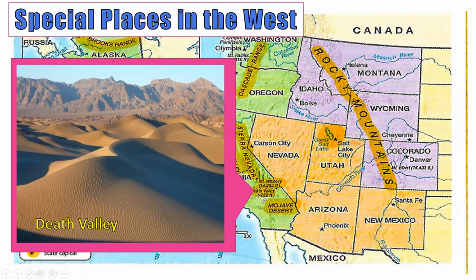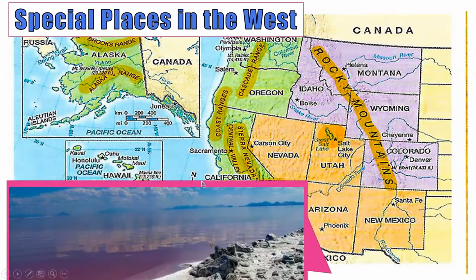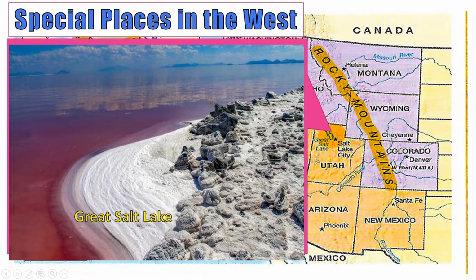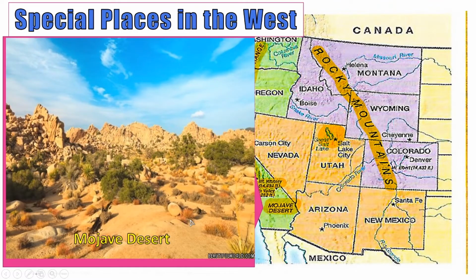So it's located near the Mojave Desert, so the Death Valley. Next, we have also the Great Salt Lake. So this is the Great Salt Lake. It's a lake that's surrounded by a lot of flat land, and the water cannot escape. That's why there are a lot of minerals here, and these minerals make this lake very salty. Next, we have the Mojave Desert, and this is one of the best deserts in the United States.